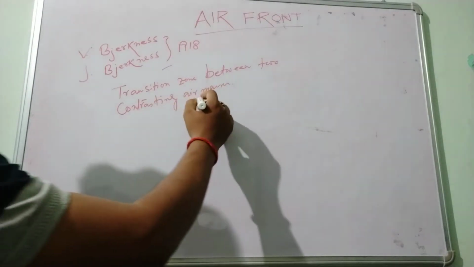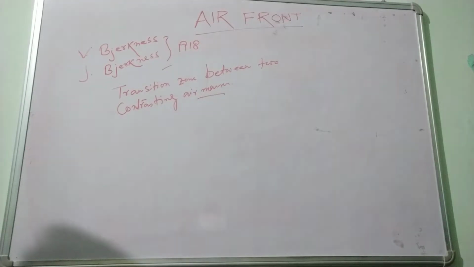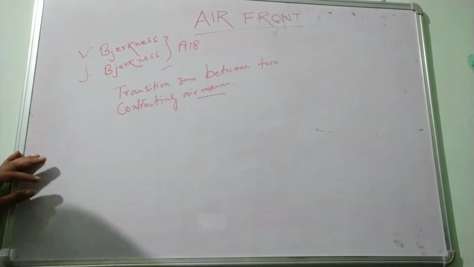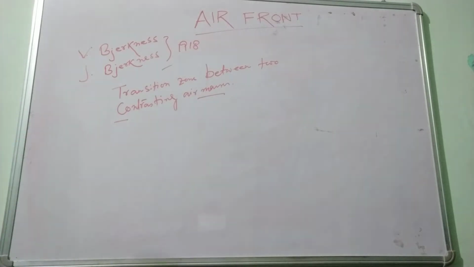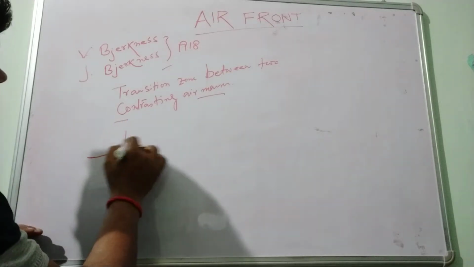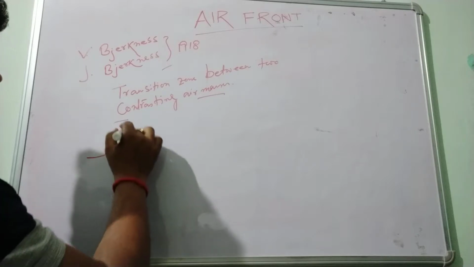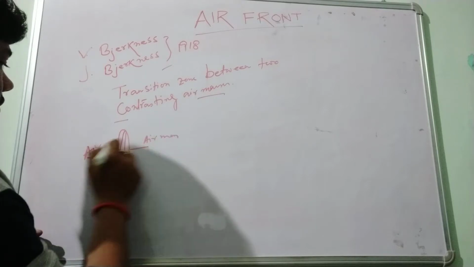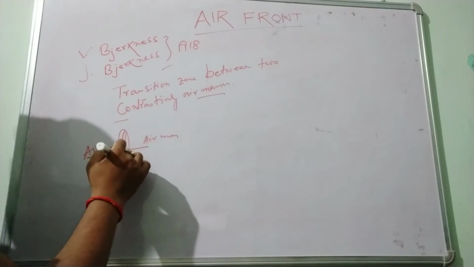Now, what is an air mass? As you know, an air mass is a large body of air having uniform temperature and humidity at a given latitude. So, the boundary between two air masses with different characteristics of temperature, humidity, density and pressure, this transition zone of the two air masses, is known as an air front.